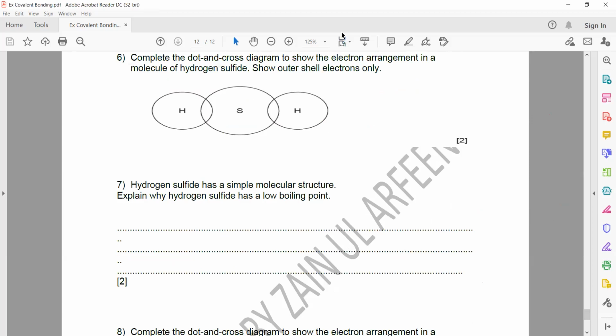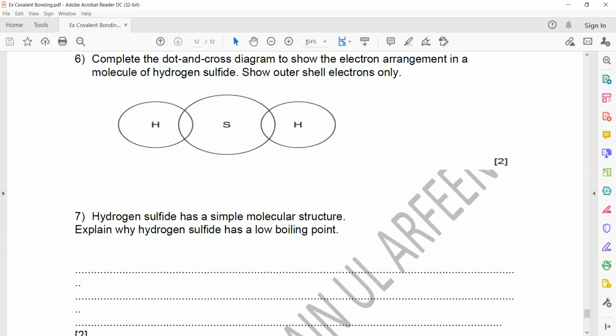Complete the dot and cross diagram to show the arrangement of electrons in a molecule of hydrogen sulfide. So sulfur belongs to group 6. It will share 2 electrons and unshared will be 4. And hydrogen will share 1 electron and unshared will be 0. So if hydrogen shares 1, sulfur will share 1 from that side. Sulfur's 2 are shared, each hydrogen shares 1, and then we draw the 4 unshared electrons for sulfur. So this is the structure of hydrogen sulfide.